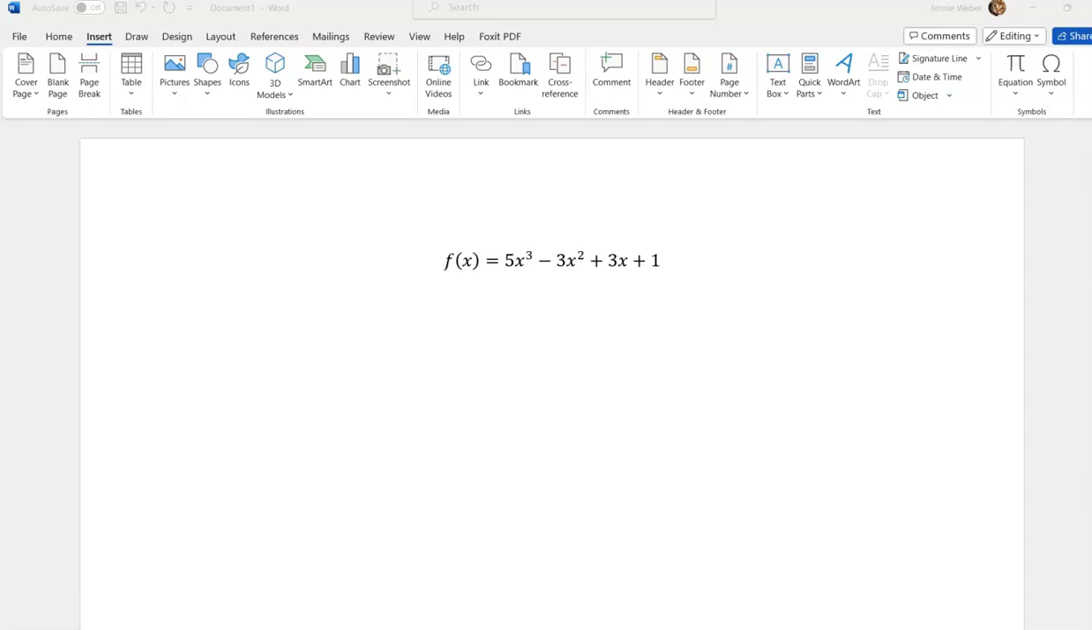Let's review Descartes' rule of signs. So Descartes' rule of signs, the point is to know how many positive and negative real roots you might have. And the point of this is to let you know where to start.